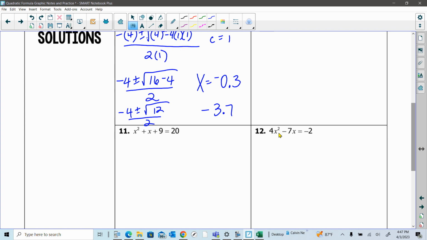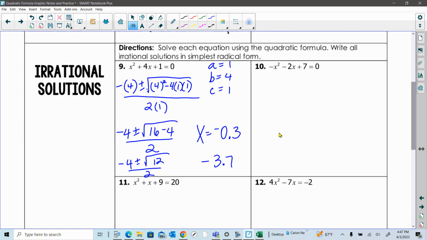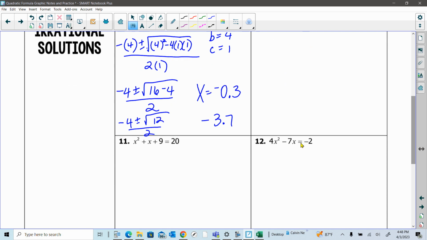All right, so I'm going to go ahead and stop here. I want you to try to complete the remaining problems using the quadratic formula. Make sure it's equal to 0. So on 10, you're good. It's already equal to 0. But on 11, you need to do your minus 20. You do have like terms here.